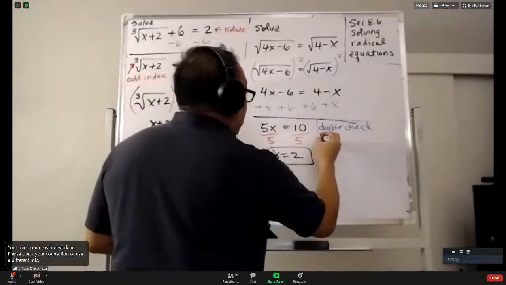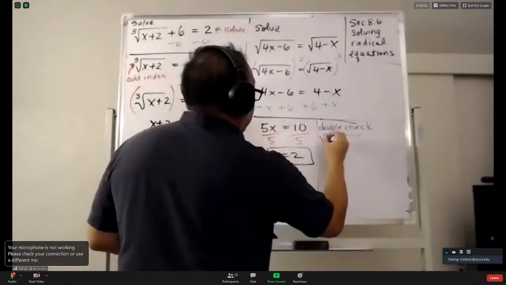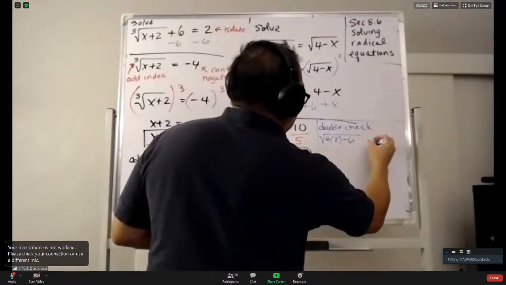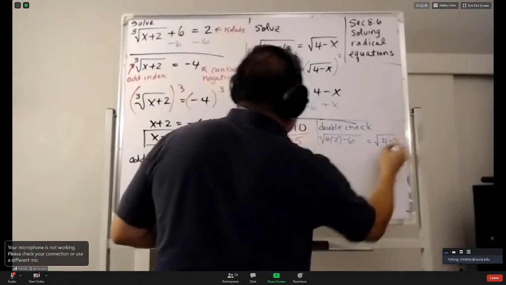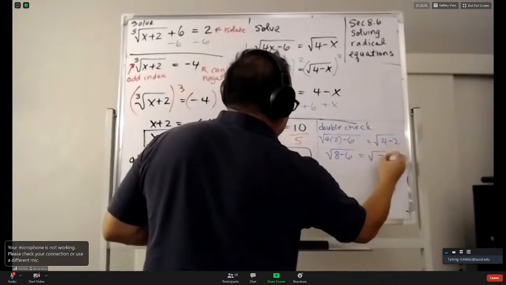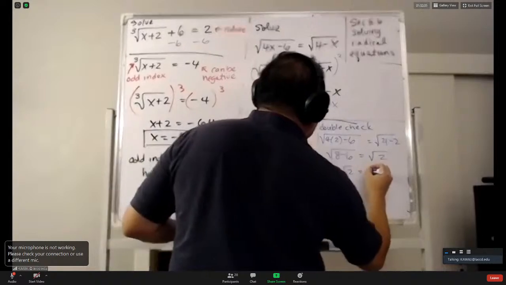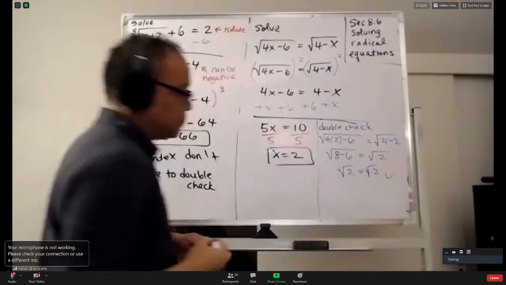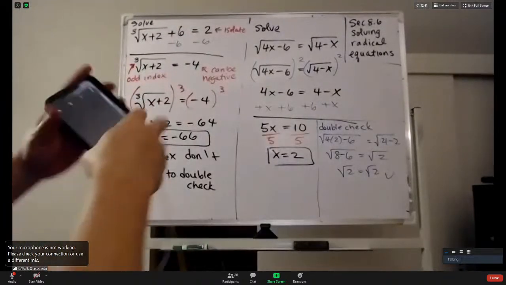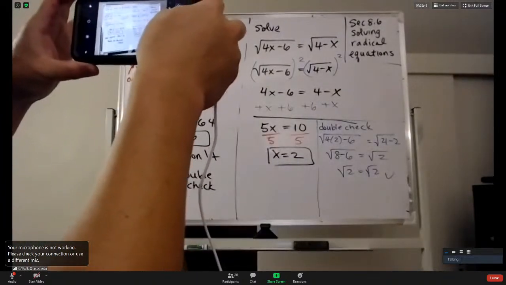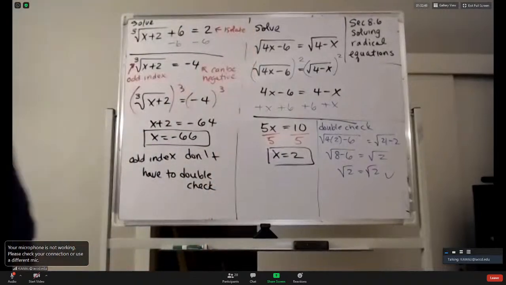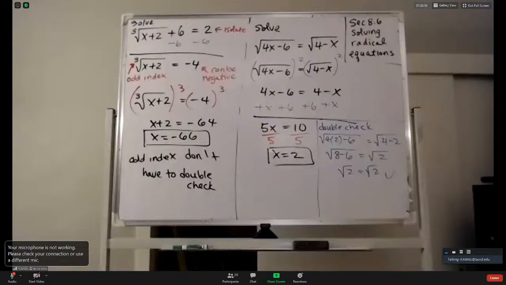Okay, so we get 4 times 2 minus 6 equal to the square root of 4 minus 2. I get 8 minus 6 is equal to the square root of 2, and the square root of 2 is equal to the square root of 2. So that's good. Okay, so let's do a new one. Go ahead and copy that.